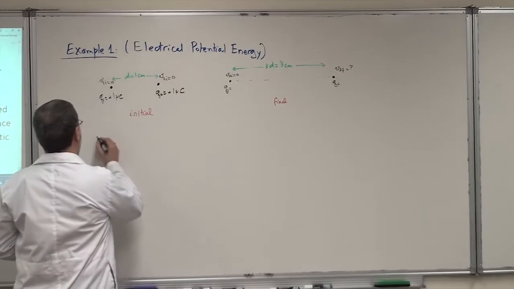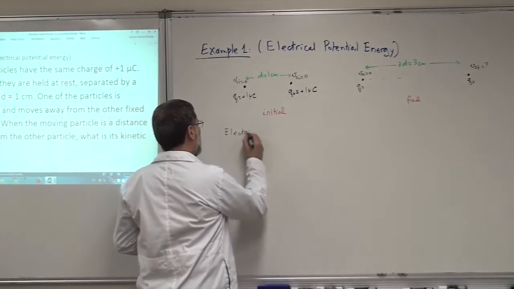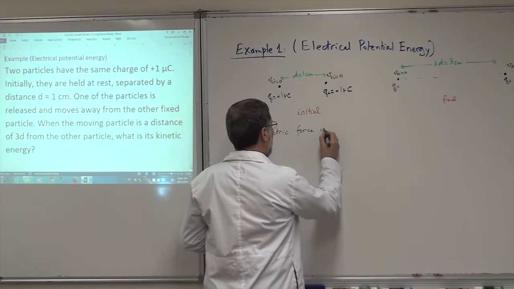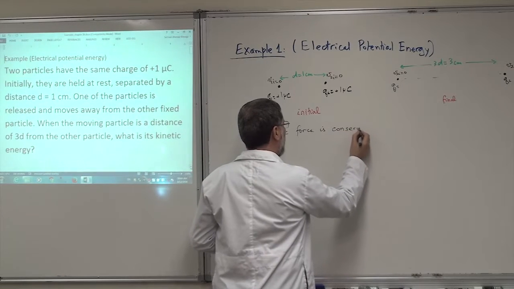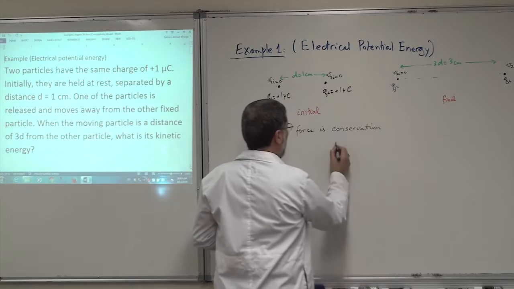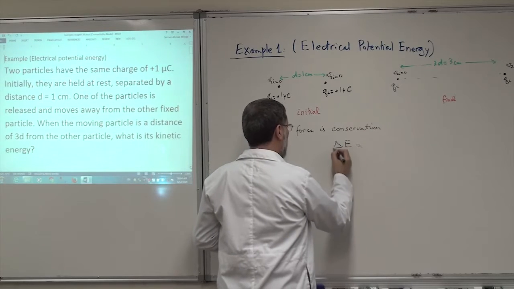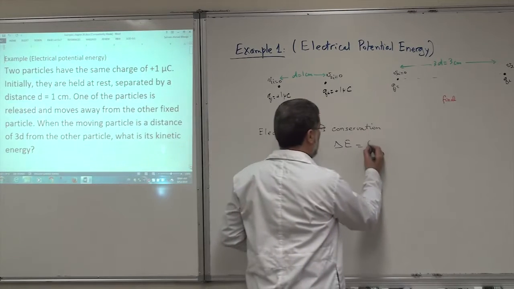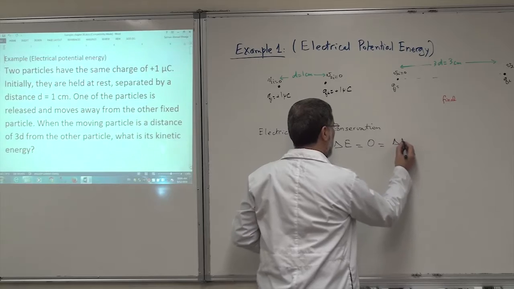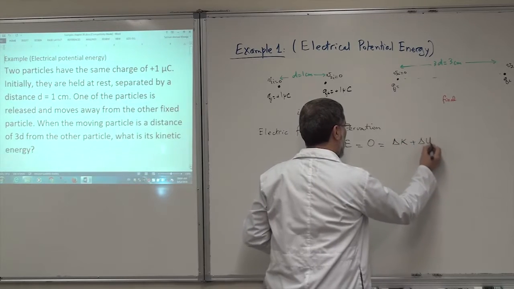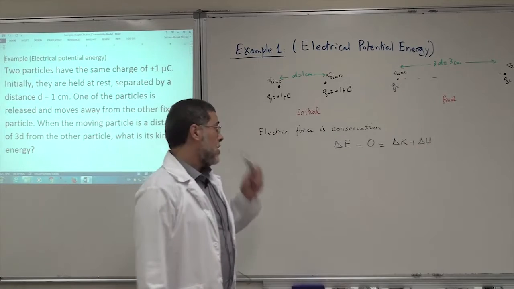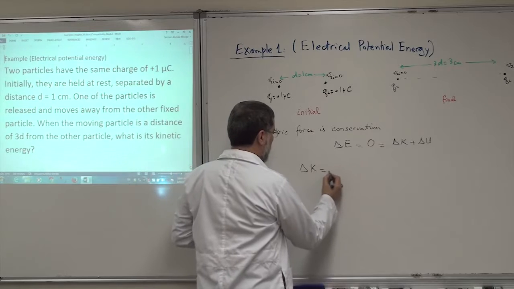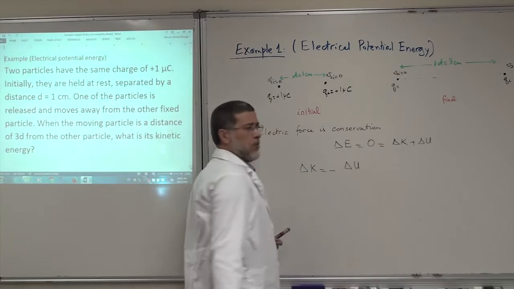So we know that the electric force is conservative. We talked about this when we were explaining the concepts. What does conservative mean? It means the change in mechanical energy, or total energy, of the system between the initial and the final states is 0. That's the change in kinetic energy plus the change in the electrical potential energy. So in this case, the change in kinetic energy will be minus the change in the electrical potential energy.